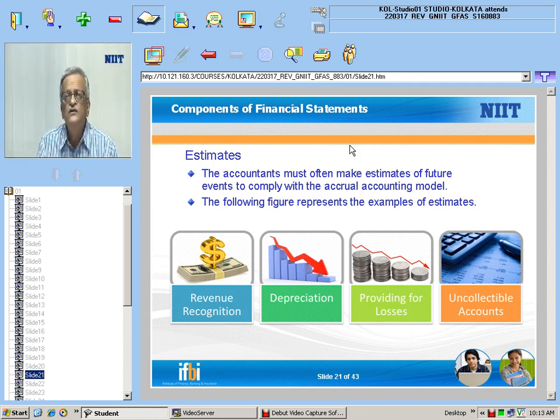Uncollectible accounts are items of account receivable which remain uncollected for a long period of time. For these types of accounts, you have to make a provision, because we do not know whether the person who has purchased the goods will pay the money. So these are a doubtful category of collections. We have to provide a certain amount of money and keep it separately.